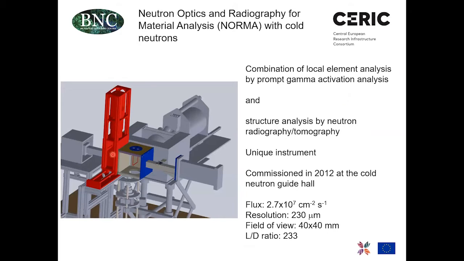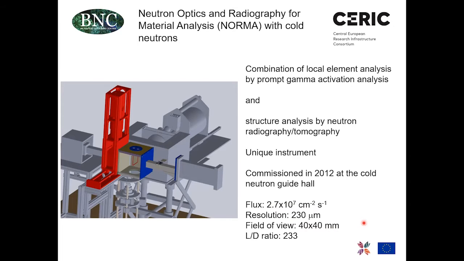This is the sketch of the normal station, where we use cold neutrons to illuminate much smaller samples. So here the typical sample size is just a few centimeters, and we have almost the same amount of neutrons here, and the field of view is maximum 4 by 4 centimeters.